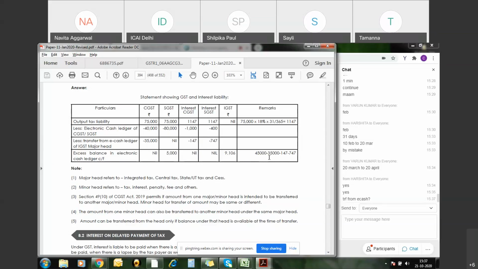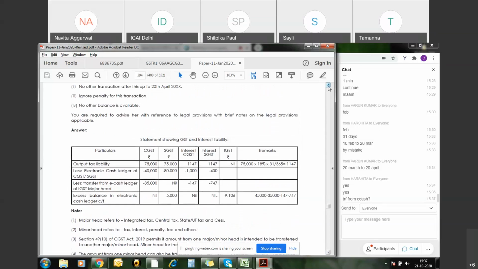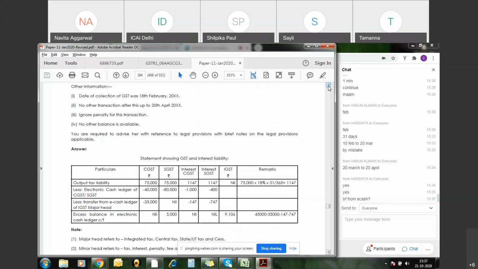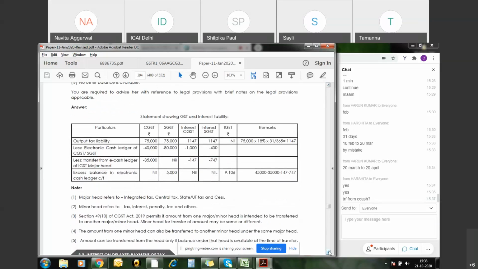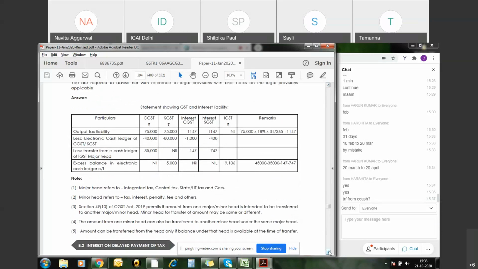So they have utilized entirely the balance available against the ITC. But ITC cannot be set off against this penalty and interest, and there is only 200. So we can just say that against 200, the interest, the leftover interest of 147 can be utilized, and 747, what they have just given in the notes.